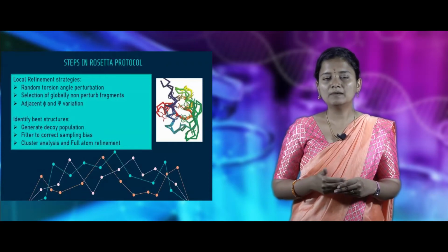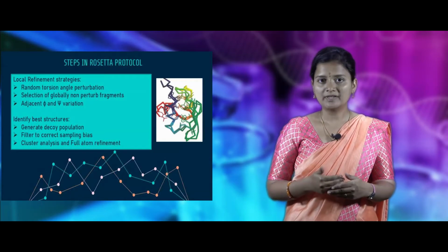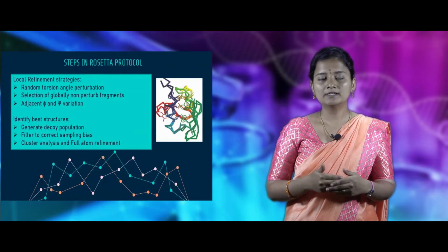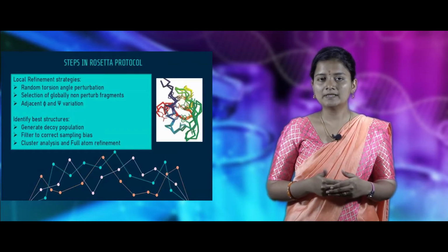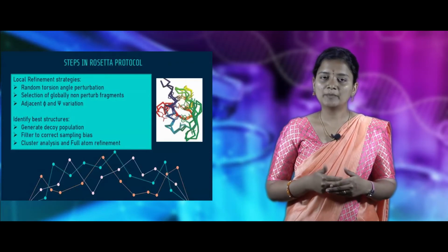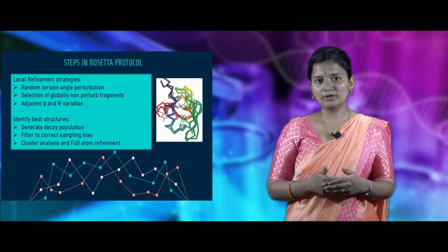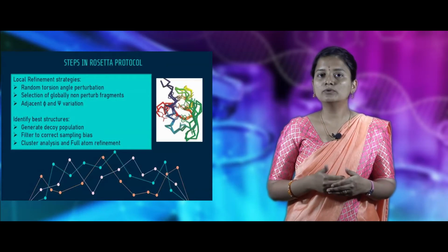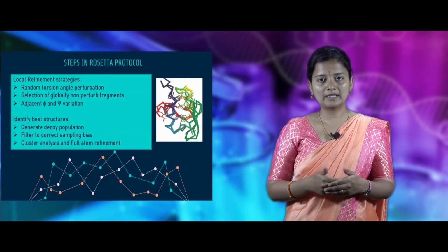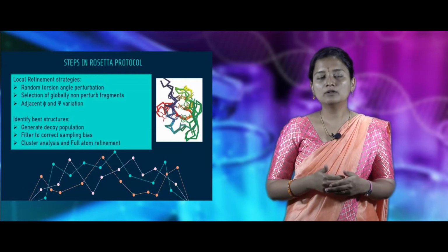In the second step, we will be doing local refinement strategies where three main analyses will be done. The first is random torsion angle perturbation, the second is selection of globally non-perturbed fragments, and finally adjacent phi angle and psi angle variation will be calculated. In the last step, we will select the best model by generating a population decoy structure of 10 to the power of 3 to 10 to the power of 5, and we will filter in order to avoid biases, and then do cluster analysis. Finally, full atom refinement will fetch you the best model with a low energy value.